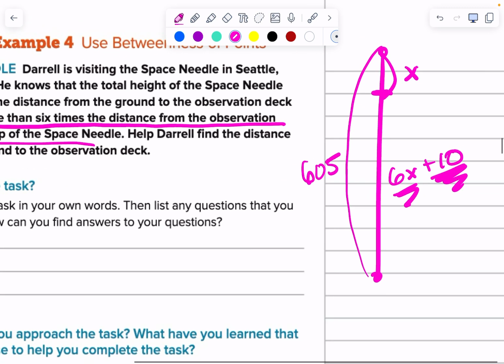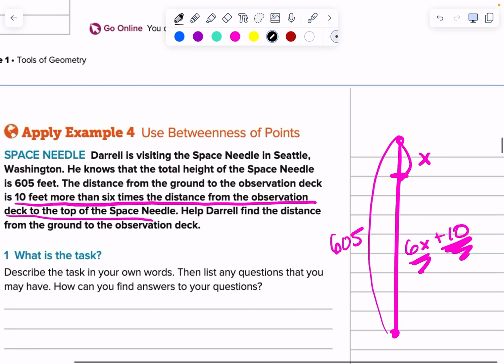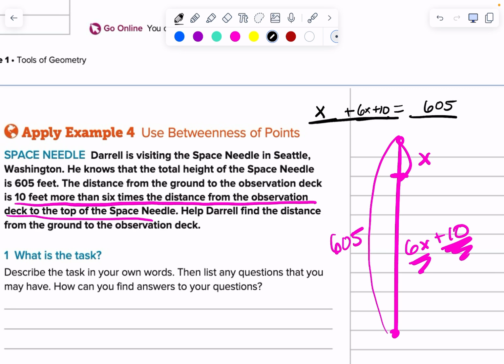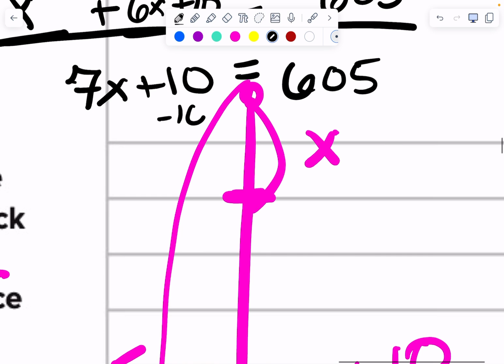Now how do I figure out what x is? We did what we did last time. Little piece plus the other piece equals big piece. So x plus 6x plus 10, and if you want to add those together right away, that's totally fine, equals 605. On the left side, if I combine like terms, I've got 7x plus 10 equals 605. Now what? Subtract your 10.